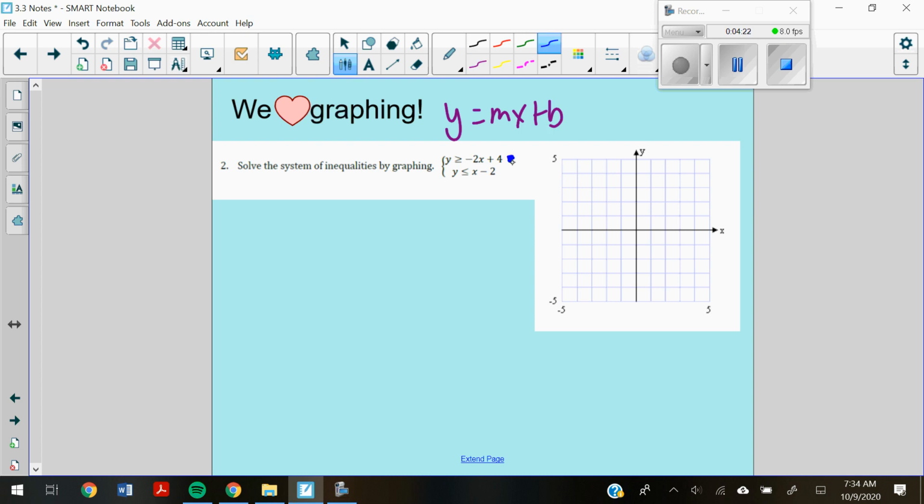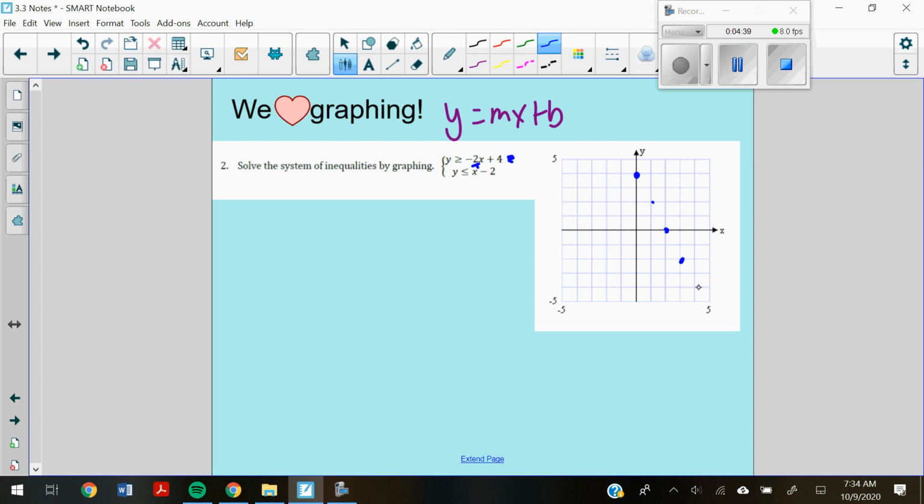Okay, so my y-intercept is 4, so I'm going to go up 4 and make my point. And then my slope is -2, so I want to think about that as -2 over 1. So that means I'm going to go down 2 and to the right 1, down 2 and to the right 1, all the way through.